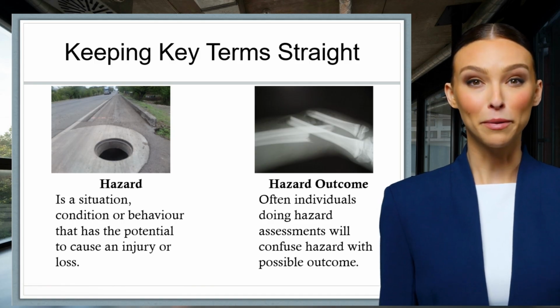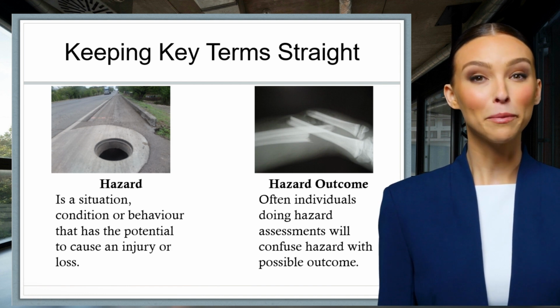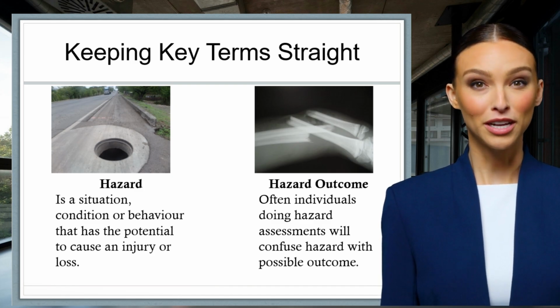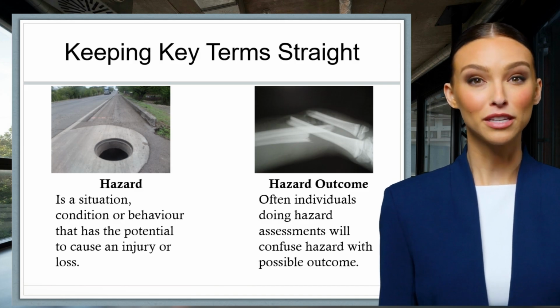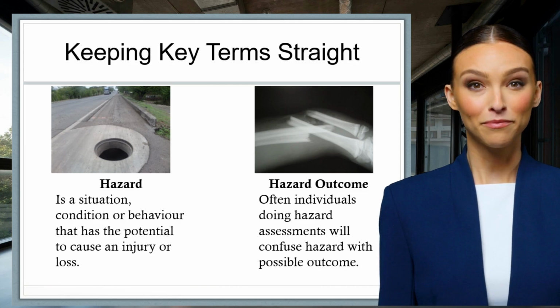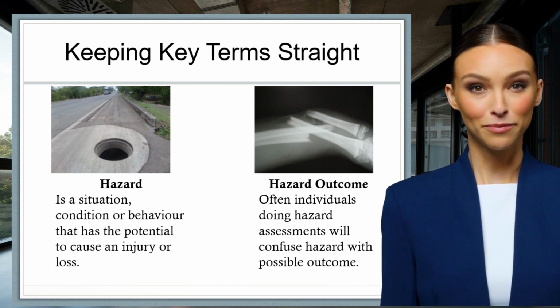And here's a very common mix-up. Many people confuse a hazard with a hazard outcome. A hazard is the source of potential harm, for example, an icy pathway. The hazard outcome is what might happen as a result, like slipping, falling, or suffering an injury. Consider slips, trips, and falls. These are actually the result of a hazardous condition, or in other words, an outcome caused by a hazard such as icy pathways, wet floors, or cluttered walkways. Understanding the difference between the cause and the outcome helps ensure your hazard assessments are clear, accurate, and effective.